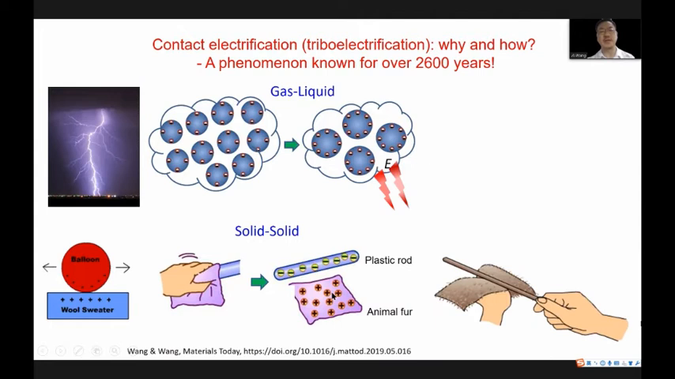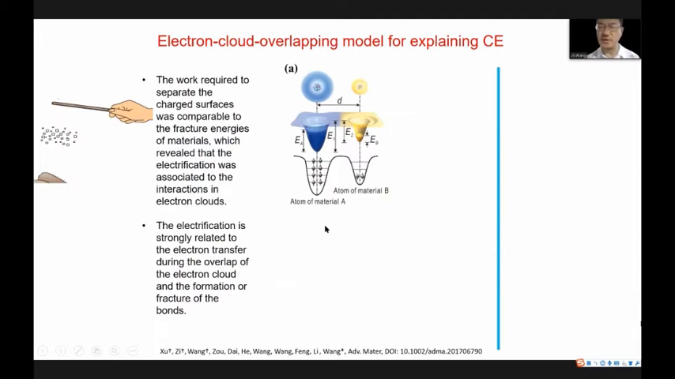We have been studying this for the last few years, and we proposed some models. Let me just review one model. Because triboelectricity occurs for any material, in any phase, solid, liquid, or gas, it needs a generic model. So we proposed this two-atom wave function overlap model, or electron cloud overlap model.